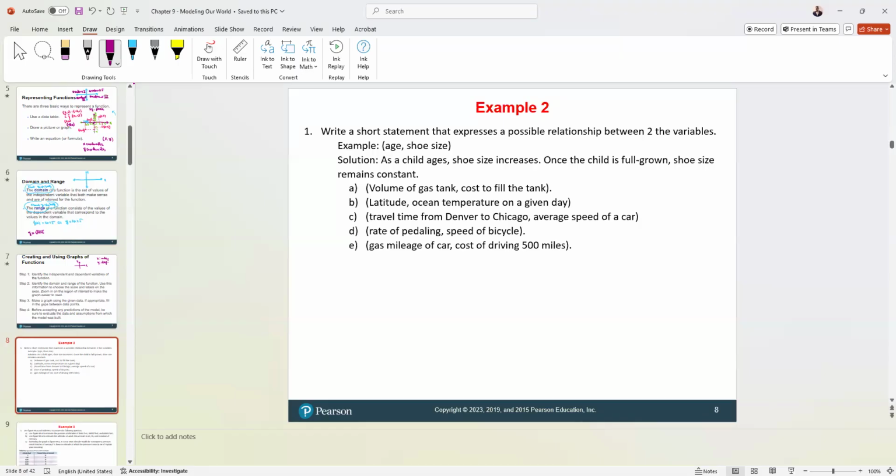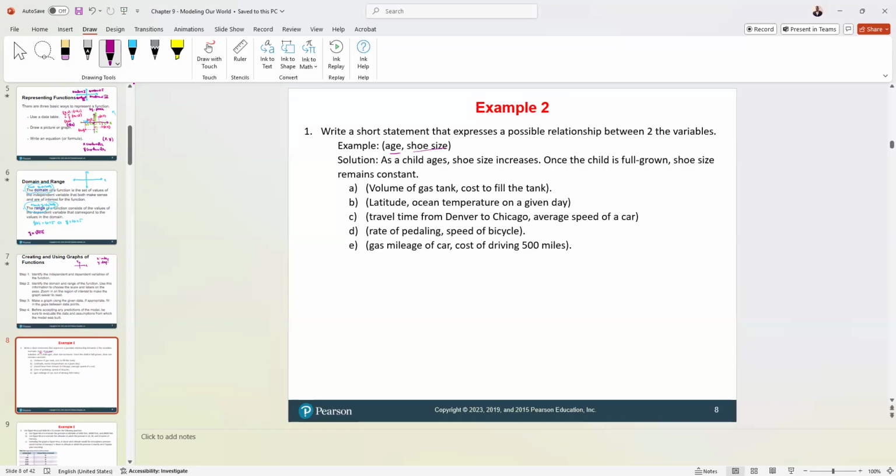But first, we're just going to follow an example solution they give us to answer a few questions. The first question we're going to answer: write a short statement that expresses a possible relationship between the variables. They give you only age and shoe size. Would you agree that age is the independent variable and shoe size is the dependent variable, because the shoe size changes only over the age? If age never changes, shoe size would never change.